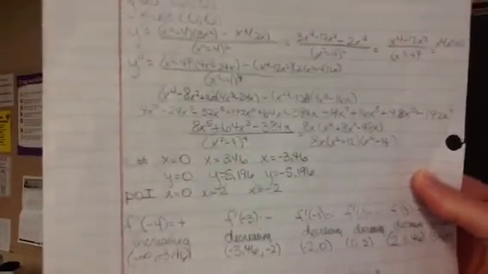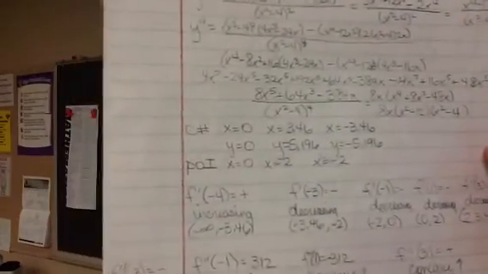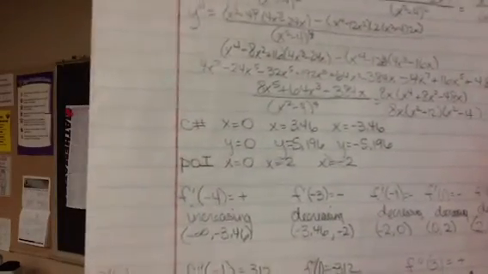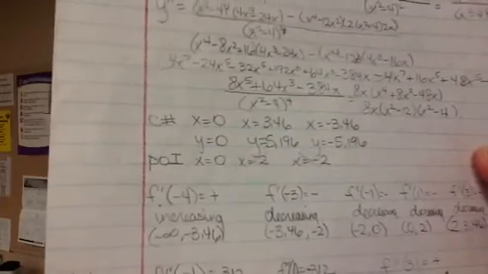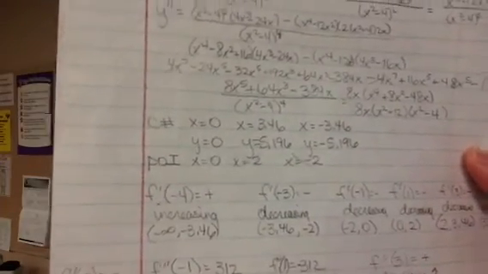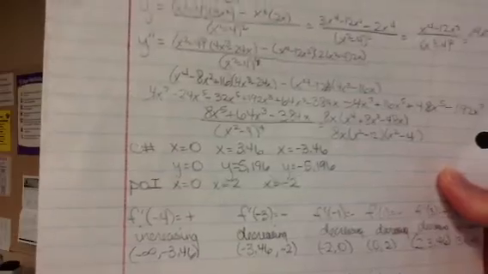Your critical numbers are 0, 3.46 and 5.196, negative 3.46 and negative 5.196. You have points of inflection at x equals 0, and then it looks like I have x equals 2 and x equals negative 2, but I have those crossed out for some reason.